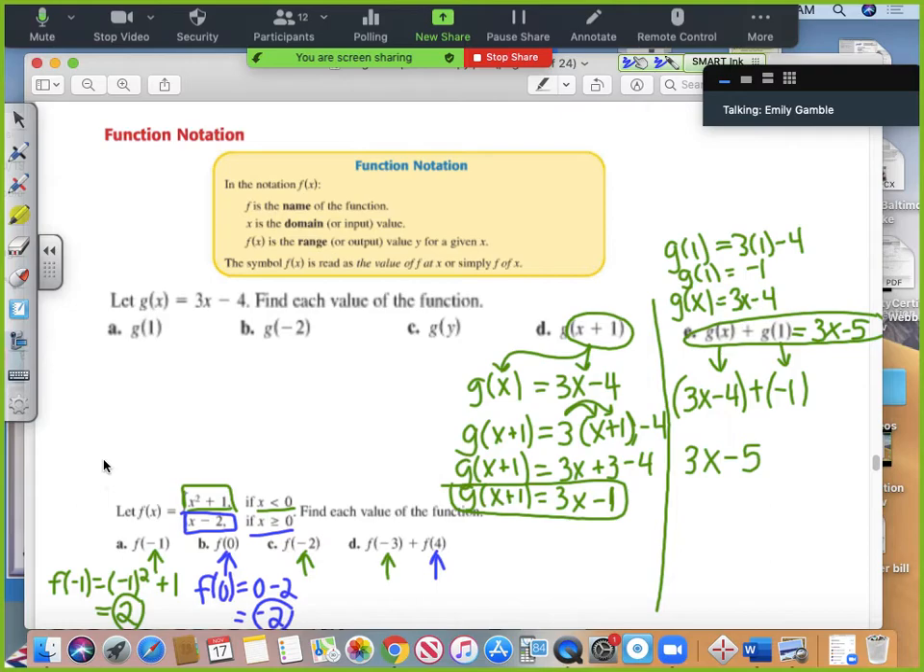So I want you to try C and D. C, you just put it in the right function and then solve. D, you have to use two separate functions and then add those final answers together. So I'm going to give you a couple minutes to just try it, and then before we leave today, I'll go over it.